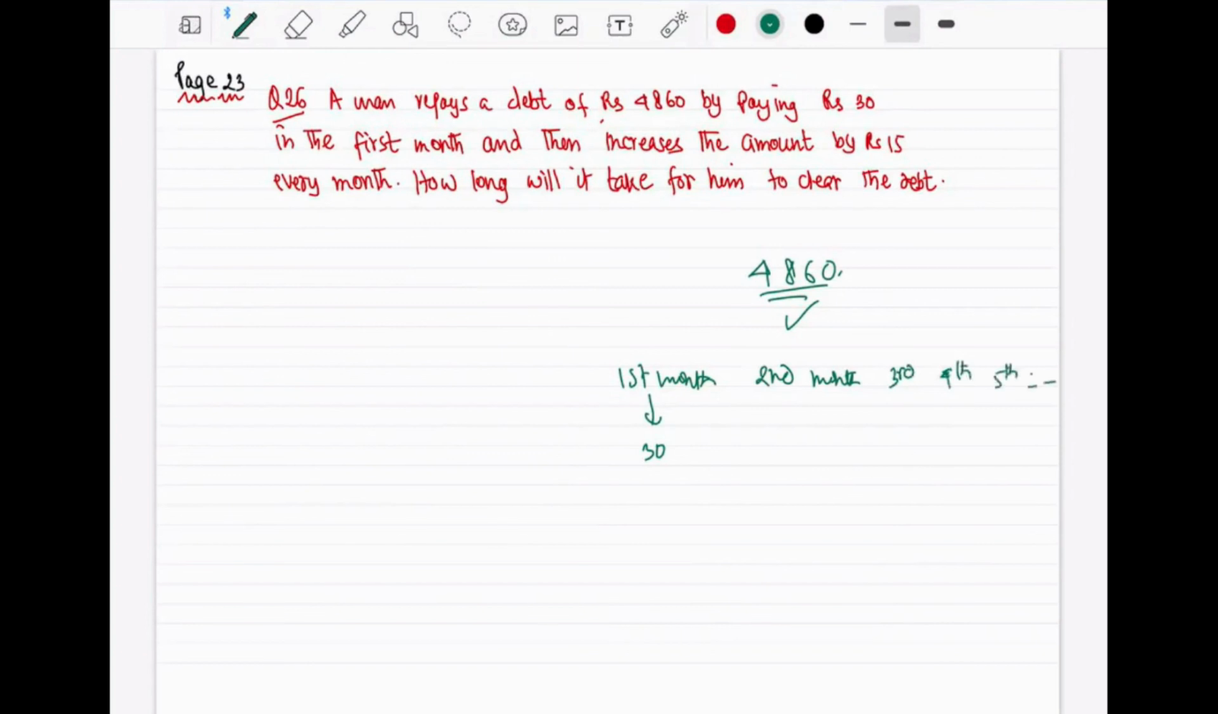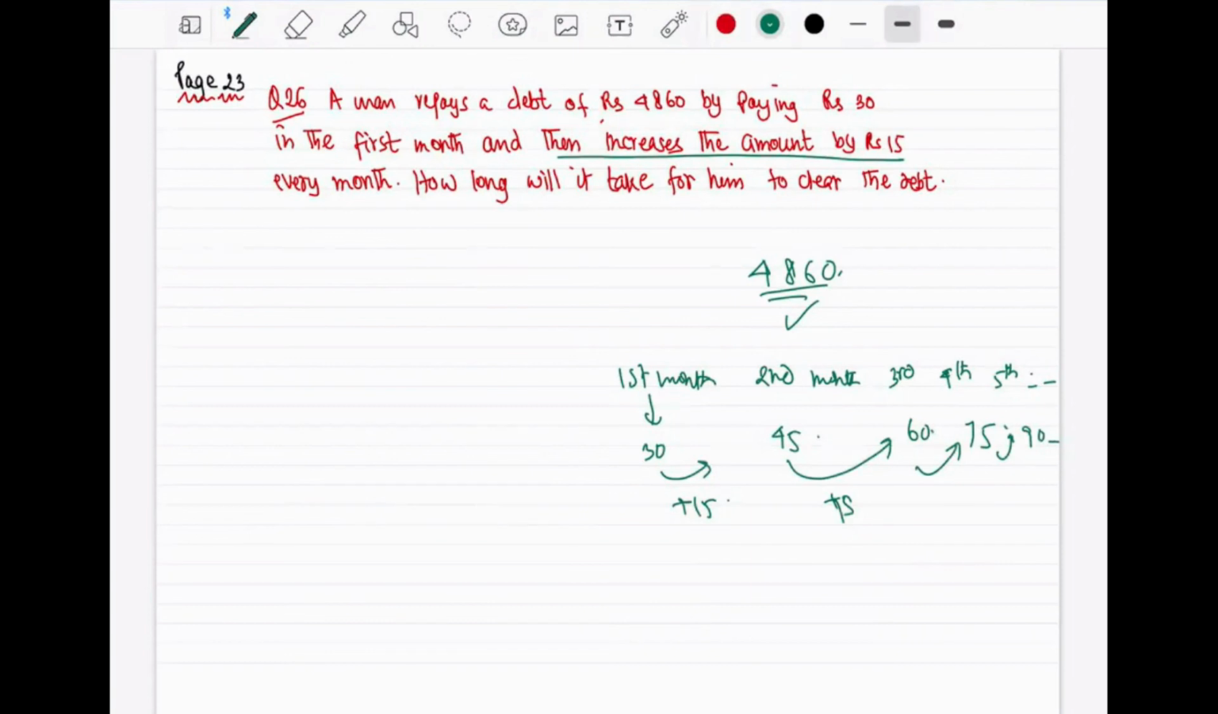Next, what happened? Then he increases the amount by rupees 15. He used to repay rupees 30, right? Second month, he increased it by rupees 15. Now, second month, he is repaying rupees 45. Every month you continue to increase, so next you add 15 rupees more. So we get 60. Next is how much? 15 rupees more, we will have 75. Next is 90, and so on. So question one, how long will it take for him to clear the debt?